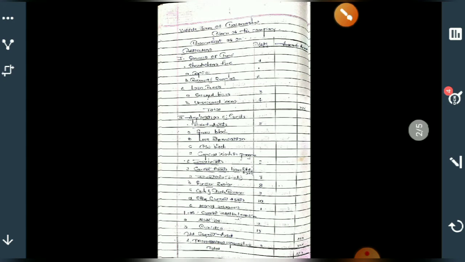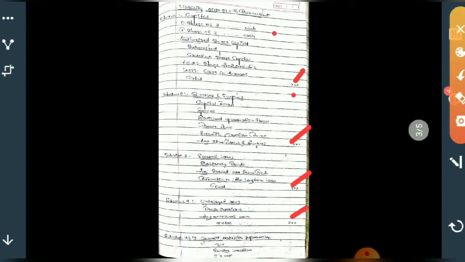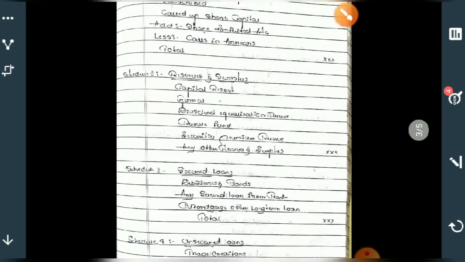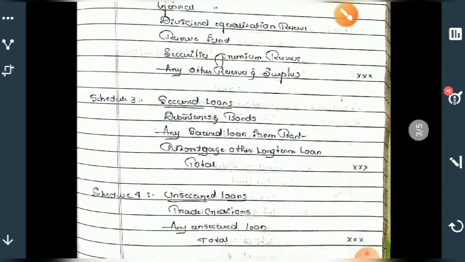So this way you have to do. First write the blank format, then on the next page calculate Schedule 1, Schedule 2, Schedule 3, Schedule 4, and take each amount to this format here. Got it? Yes, follow it this way. Now we were looking at Schedule 2, so all the reserves and surplus from the problem you have to write here.